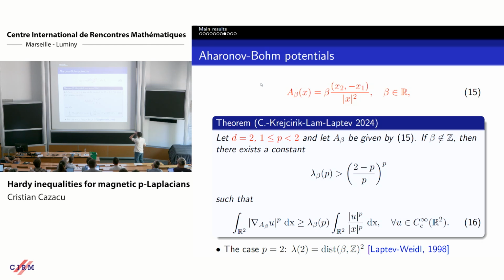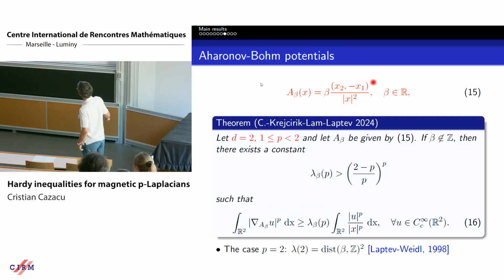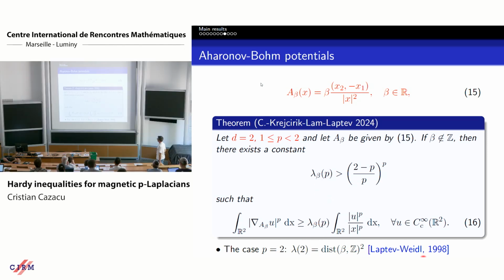Now we also consider the case of Aharonov-Bohm potentials. So this actually goes back to the paper by Laptev-Weidl that I mentioned before. What you know is that in 2 dimensions, the Laplace operator is a critical operator. But when you consider, for instance, Aharonov-Bohm potentials, you get an improvement. I mean, you get the Hardy inequality in 2 dimensions.